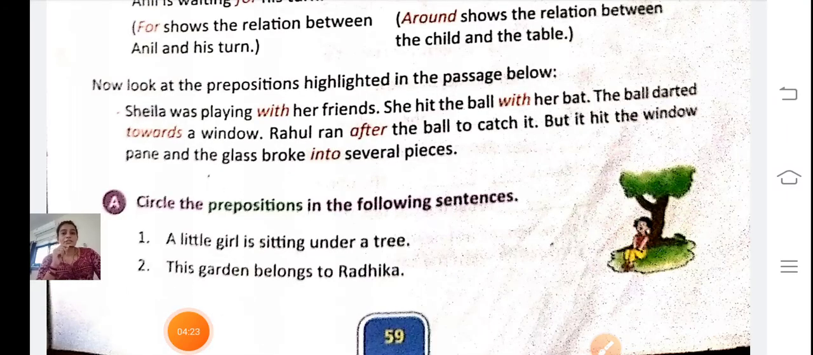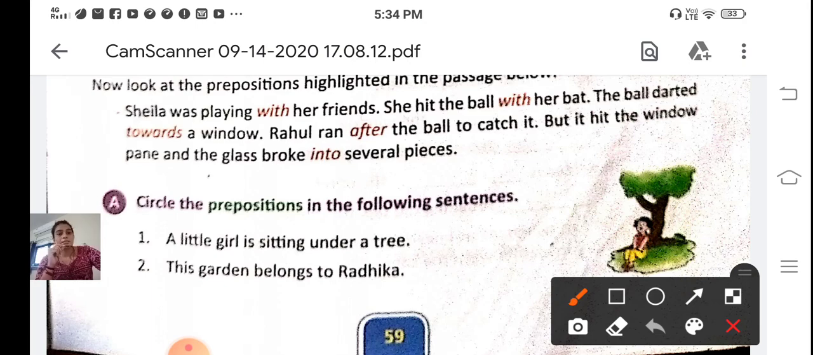Now let's see the exercise. Circle the prepositions in the following sentences. First sentence. A little girl is sitting under a tree. Which word is a preposition in this sentence? Preposition in this sentence, students? Yes, it is under. A little girl is sitting under a tree. The word under shows us the position of the girl. Okay.